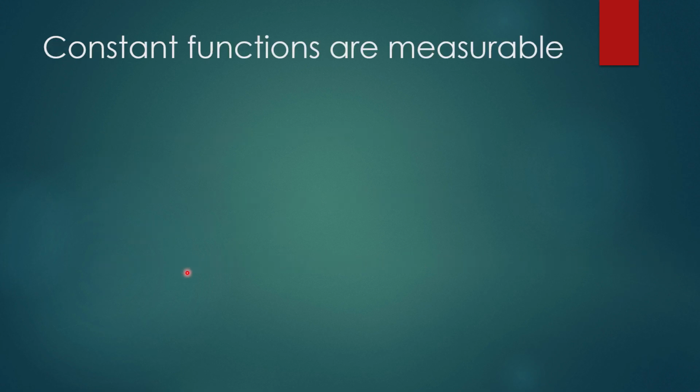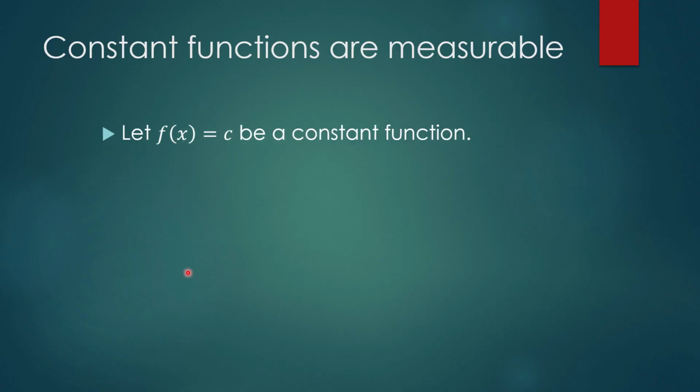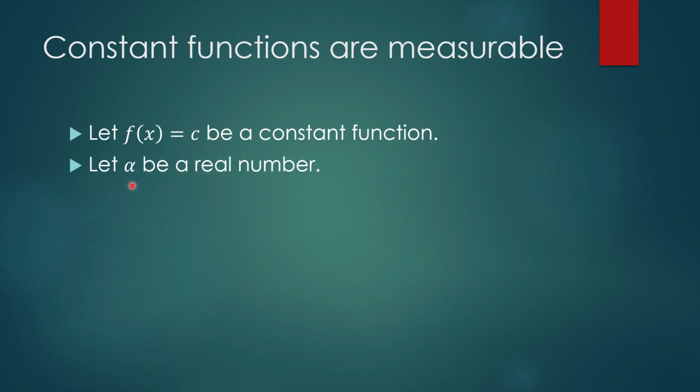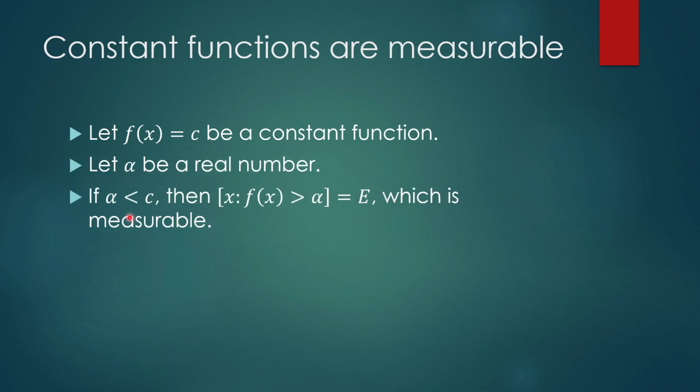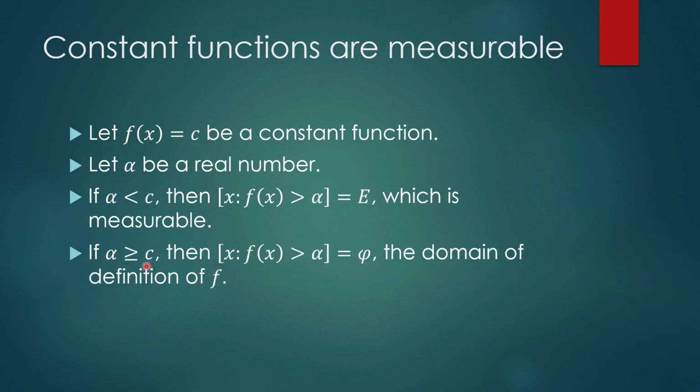Then, constant functions are measurable. All right. So let f of x equal c be a constant function. And then let alpha be a real number. If alpha is less than c, then x such that f of x is greater than alpha is exactly equal to E, the domain, which is a measurable set. If alpha is greater than or equal to c, then x such that f of x is greater than alpha is equal to phi, the empty set. This empty set is measurable. Therefore f is measurable.